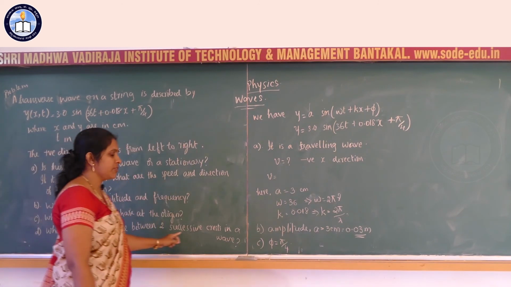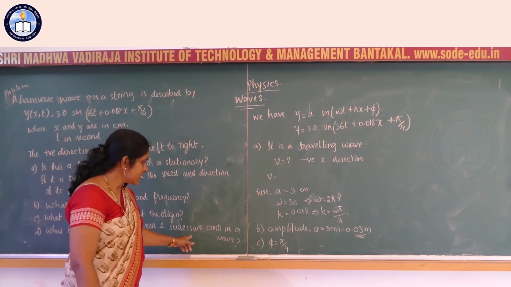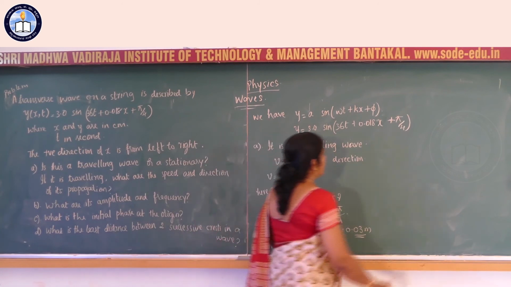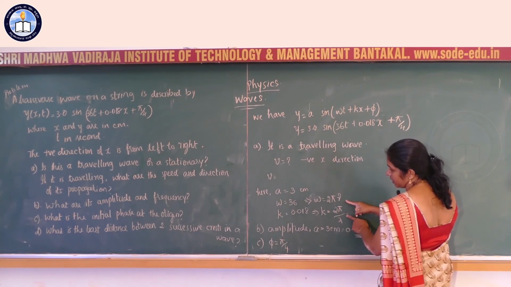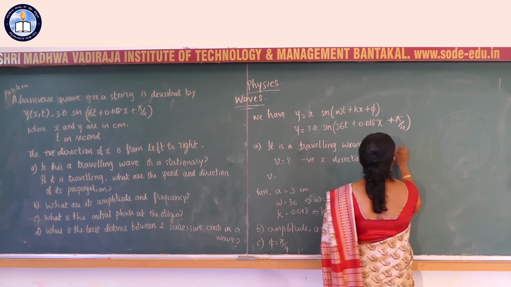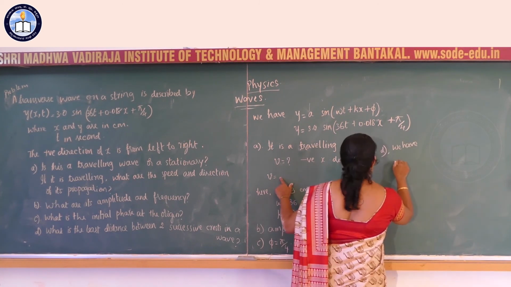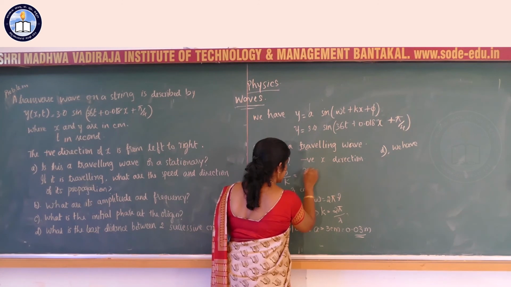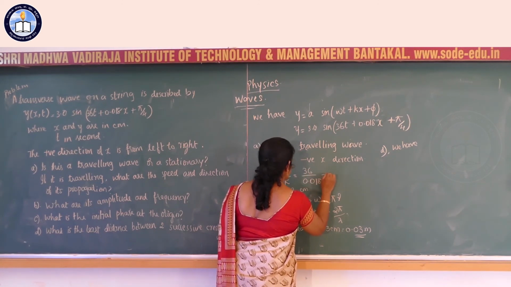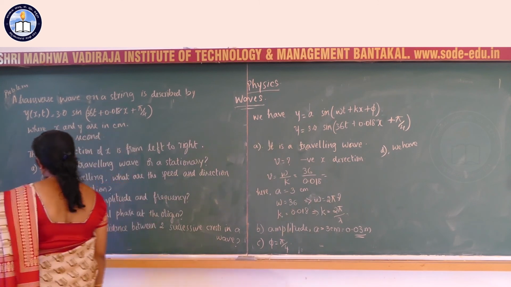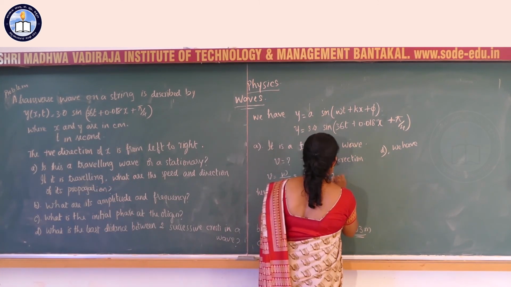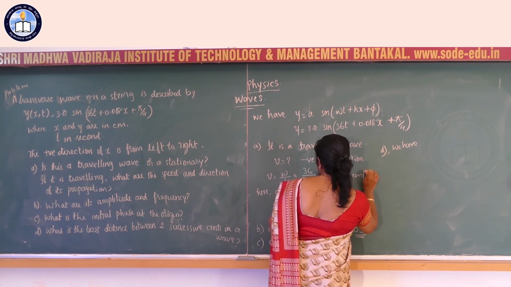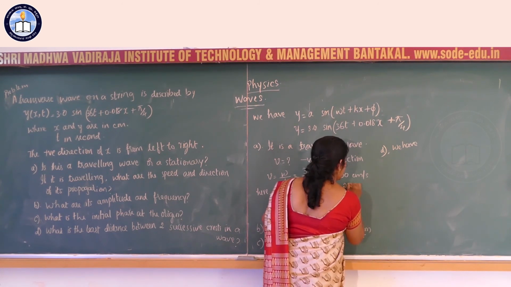What is the least distance between two successive crests in a wave? The least distance between two successive crests is nothing but the wavelength of the wave. Wavelength of the wave is obtained using k and omega. First let us find v. v is omega by k. Omega 36, k 0.018. Solving this, we get the value of v as nearly 2000 centimeter per second. This is 20 meter per second.